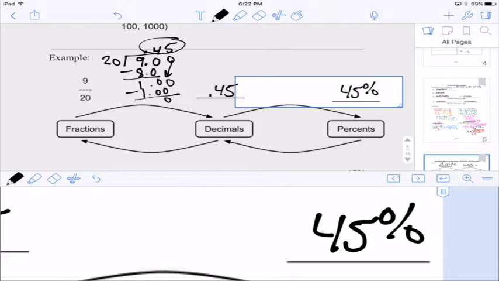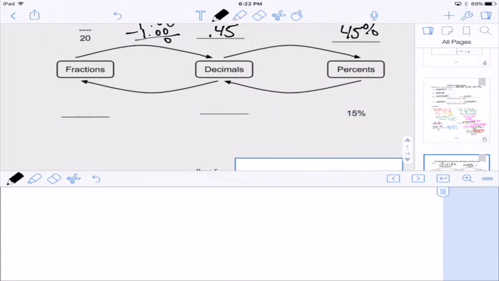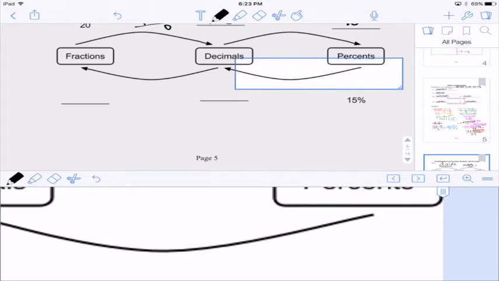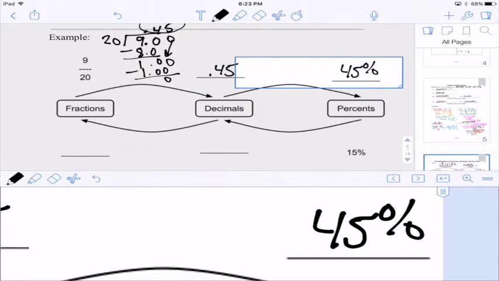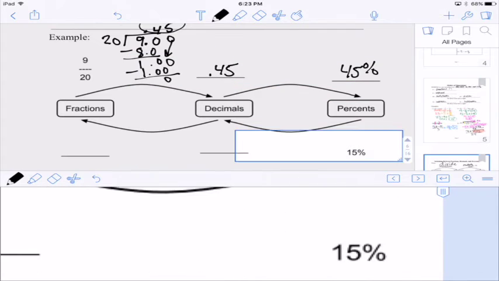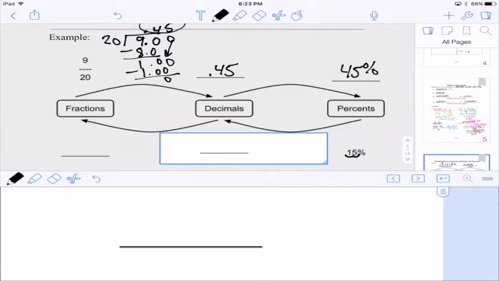Okay, so that wasn't too bad. Now let's go the other way. We have 15% and we want to convert that to a decimal. So think about the opposite of going from decimal to percent. We go from 15, we move the decimal over 2 places. 1, 2. So our decimal is 0.15.